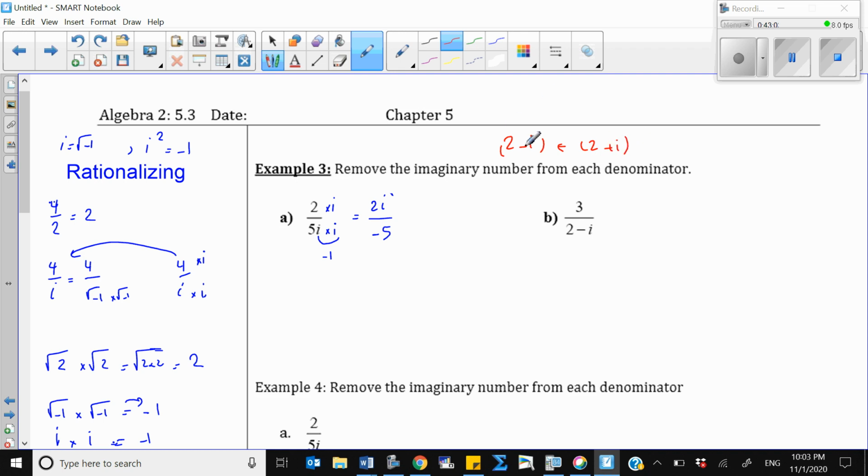So just simply change the sign that is between the integer number and the imaginary number. If this is negative, make it positive. If it's positive, make it negative. So these two are conjugates of each other.